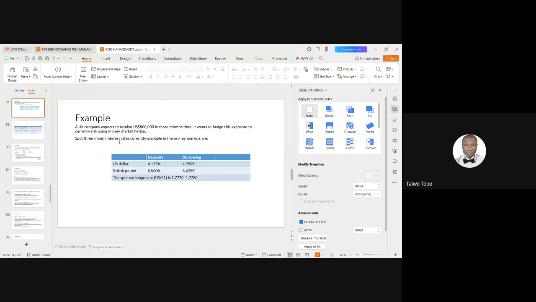The spot and 3-month interest rates currently available in the money market are: in US dollar, you have deposit rates, and in British pound, you have the deposit rate also. The borrowing rates, you have them, and in British pounds, you have the borrowing rate. The spot exchange rate is this. So can we solve using the same approach? Can we solve?